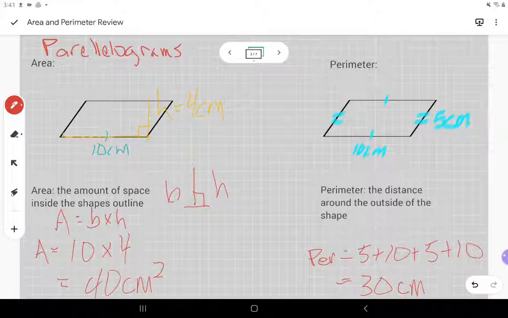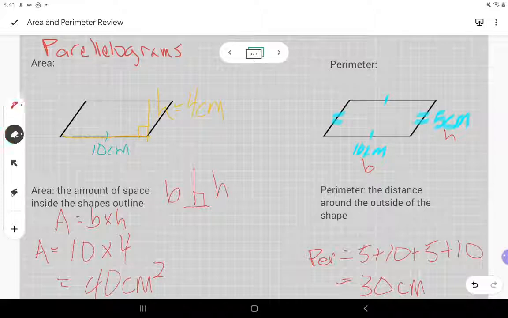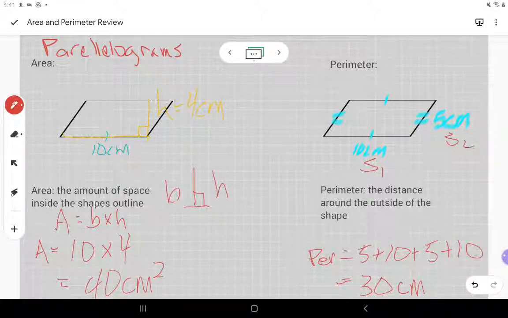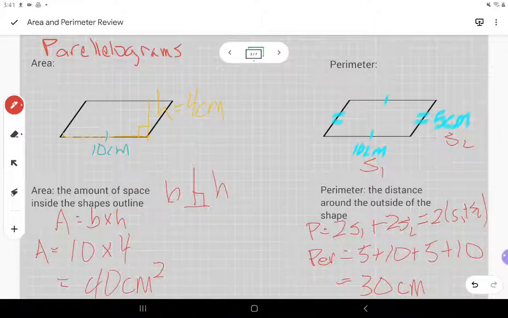Now, I don't really have a nice way of simplifying this perimeter. I call it base and, not height, sorry. We might use S for slant height. So generally what I've seen in the past is S1 and S2, just referring to side length 1 and side length 2. It would be really similar to what we have for a rectangle: 2 times side length number 1 and 2 times side length number 2. And then that would be the same as 2 times side length 1 plus side length 2. But again, I don't really need a formula for it. I just need to know to add all the outside lines together. And there's parallelograms.